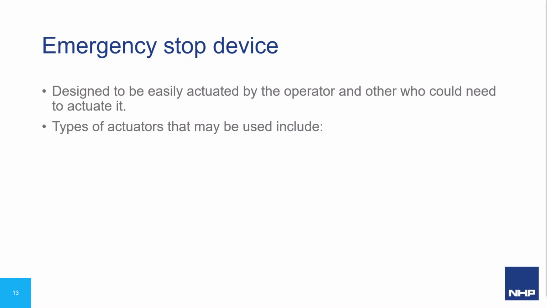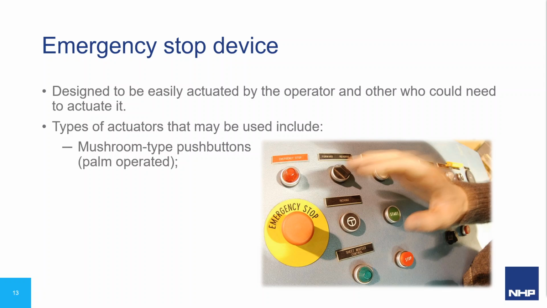The devices which are used for the e-stop function can be quite varied, and they are allowed to be, as there isn't always a one-size-fits-all device which covers all applications. Regardless of what you select or design into your machine, it needs to allow easy actuation by the operator and anyone else who may need to actuate it. Typical actuator types for e-stops include, but are not necessarily limited to, mushroom-type push buttons. This is a traditional emergency stop button, and these are to be palm operated.